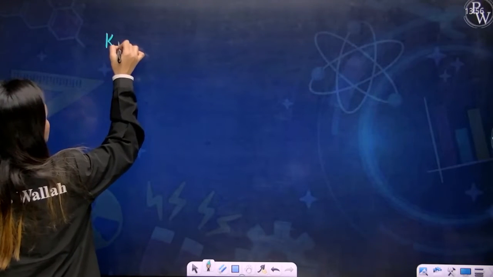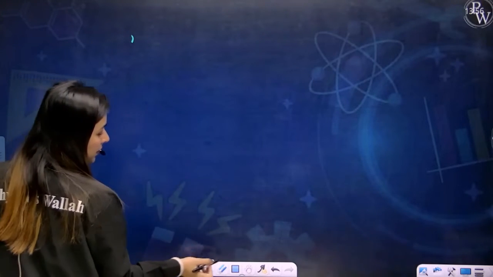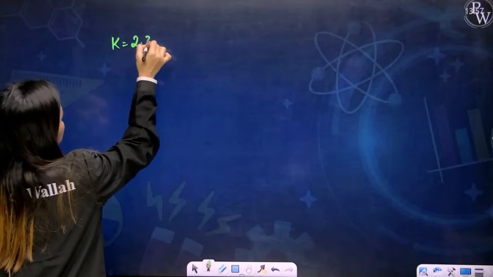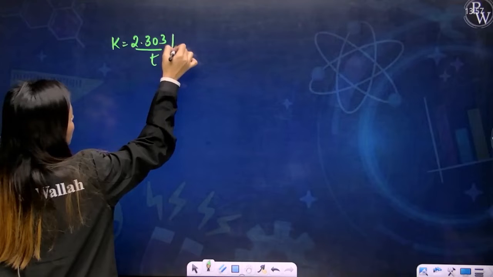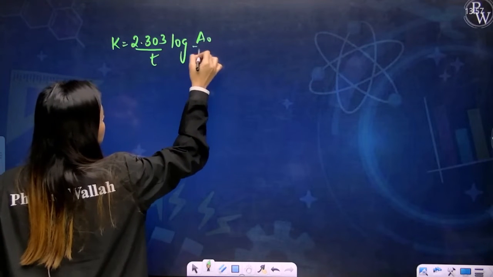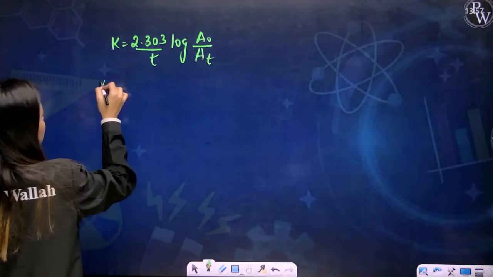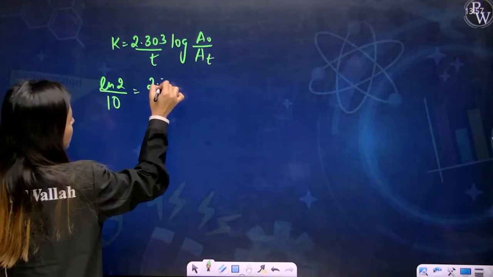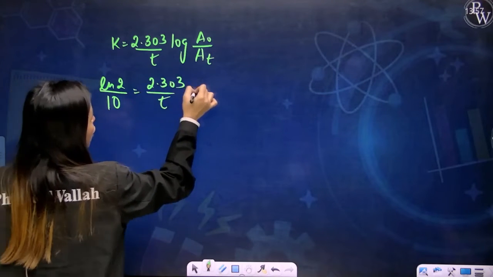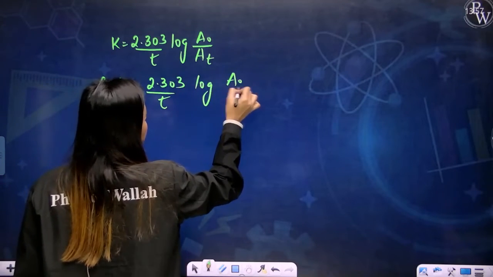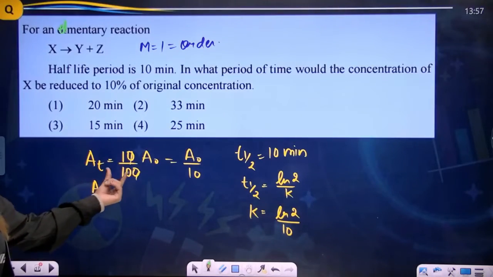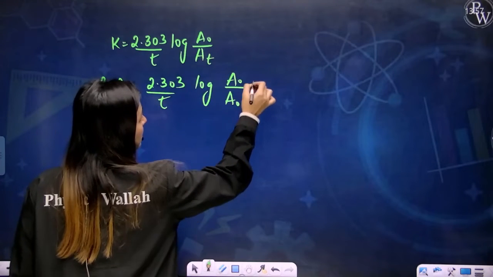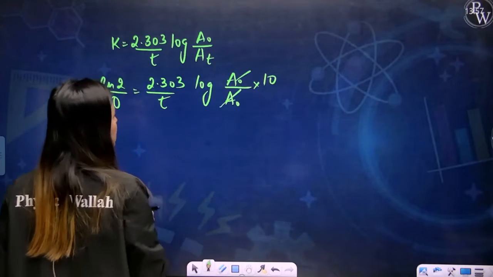Your K is equal to 2.303 upon T log A naught upon A T. Yes. K value is ln 2 by 10. This is 2.303 by T log A naught upon, what is the A T value? A T value is A naught by 10. So this is A naught divided by 10, so let's cancel this out.